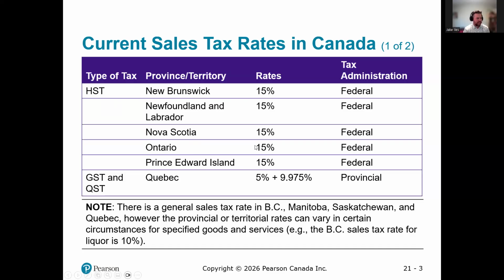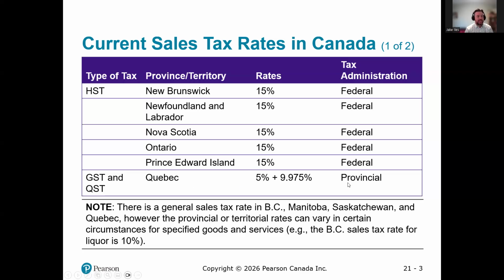This chart's slightly wrong because Ontario's combined rate, so HST, was supposed to be the federal rate and the provincial combined. So the federal rate of 5% plus the provincial rate of 8% in Ontario combines to make 13%. So Ontario's rate is actually 13%, but the rest of these provinces do apply 15% to consumption purchases. Quebec files the QST, which combines that federal rate of 5% with 9.975%. So it's just short of 15% when you combine them.